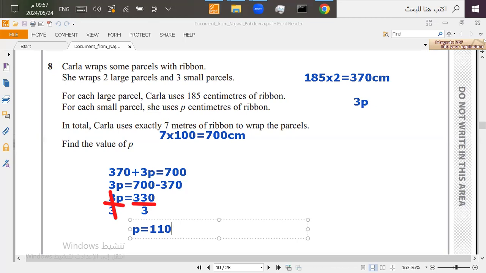So p equals 110 centimeters, and this is the length of p that she uses. So you have to focus on the idea of making the units the same. That's the first thing. Then the idea of turning each one of them into a total by multiplying by 2, and then adding these will give me 700, and then working out this equation to find the value of p. Now let's move on to the next question.